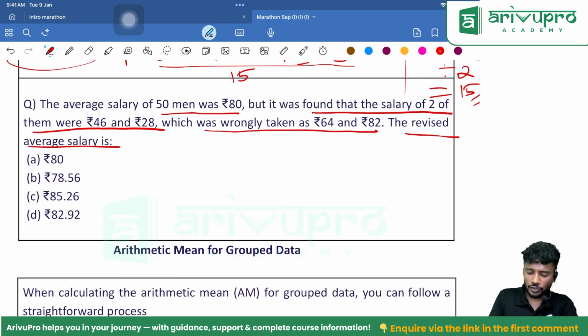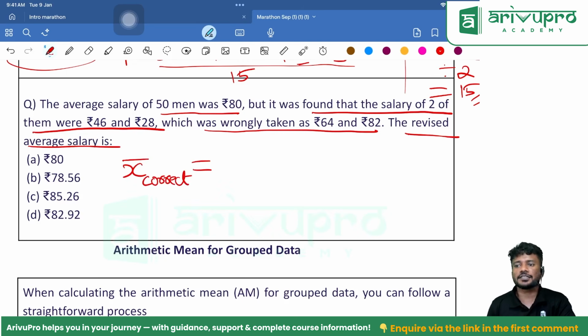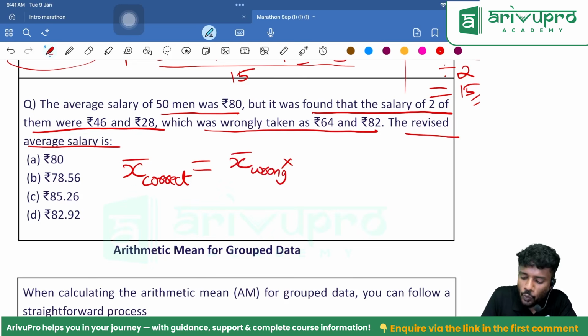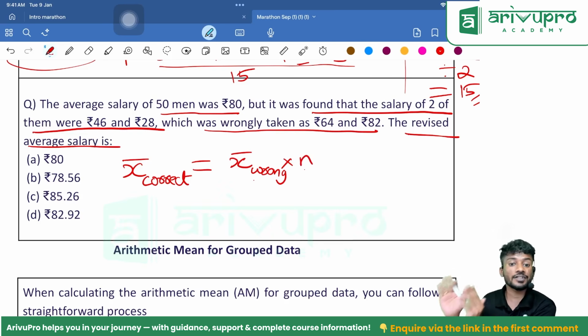What was the method I taught you now? X bar corrected. Am I correct? Yes. X bar corrected is equal to X bar wrong into number of observations. That means X bar into N means what? We are finding the wrong sum. If I am telling, I got the mean as 9, which is wrong, and I multiply it with the number of terms, will I get the wrong sum of all the observations?